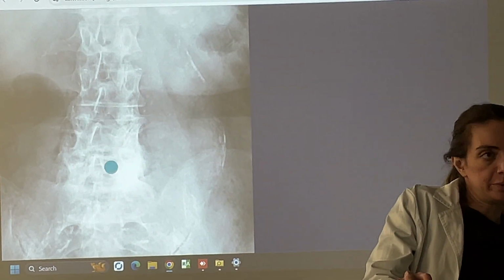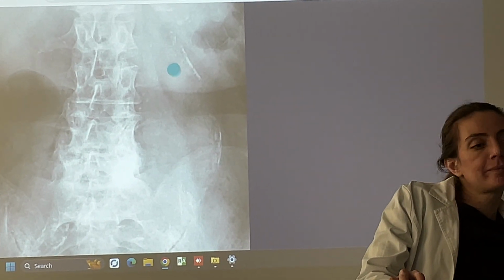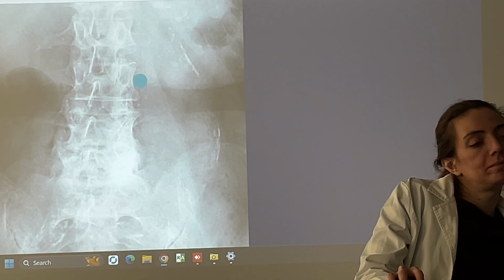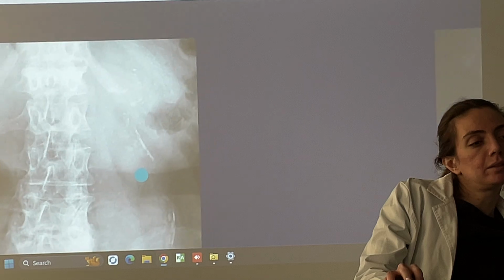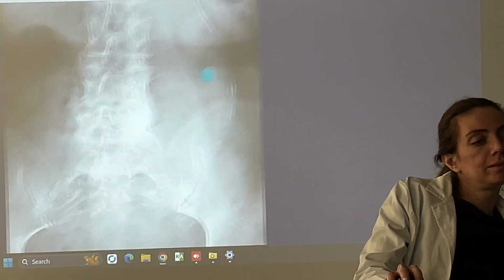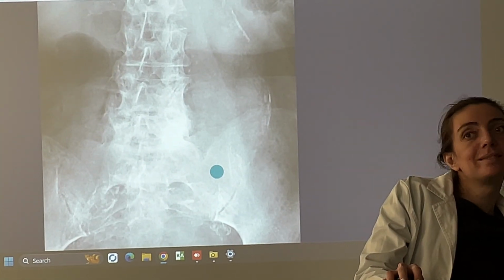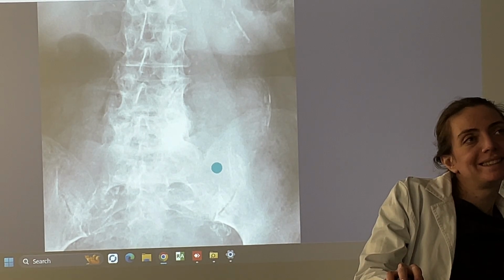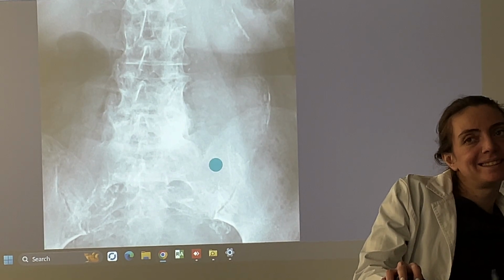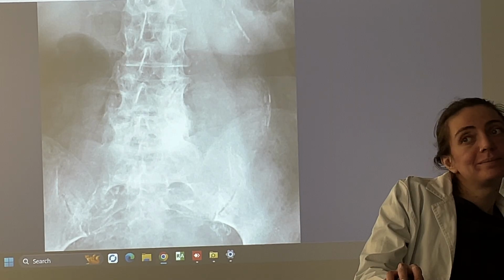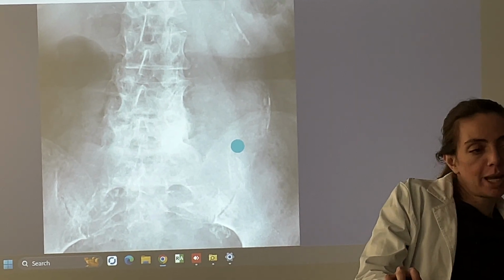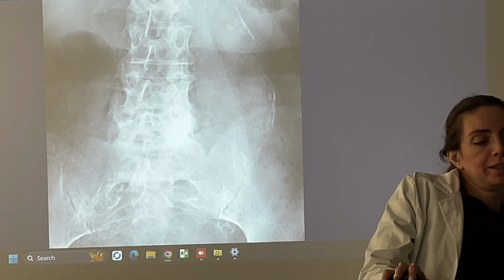This one is vertebral for sure. Spleen would be somewhere. Large intestine. Aorta. The abdominal aorta is there.